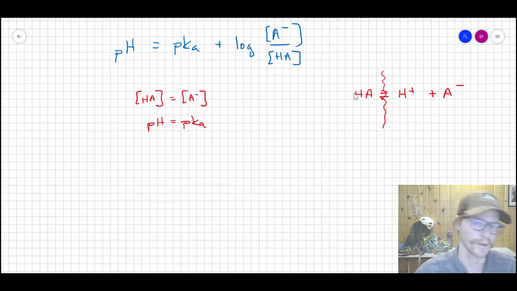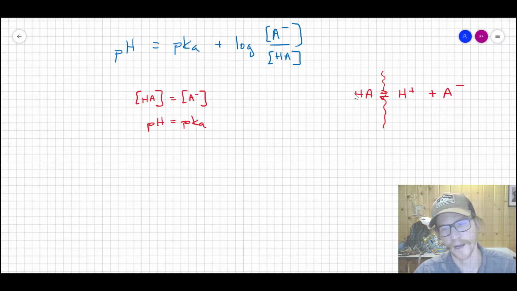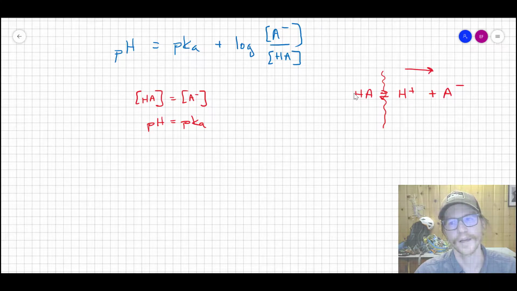The equilibrium is telling us whether it lies to the left or to the right. If we push the equilibrium in our buffer such that there's a lot more A minus than there is HA, and maybe we hypothesize that this ratio is actually like 10 to 1, there's about 10 times as much A minus as there is HA in solution, so it's heavily product favored in that case. You've added a lot of base.